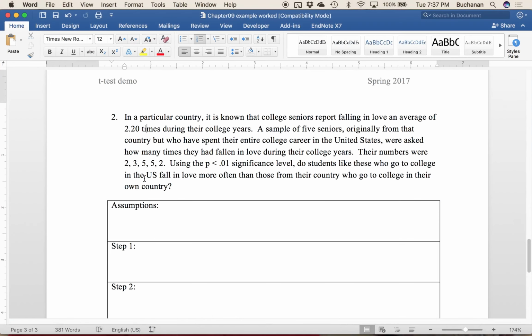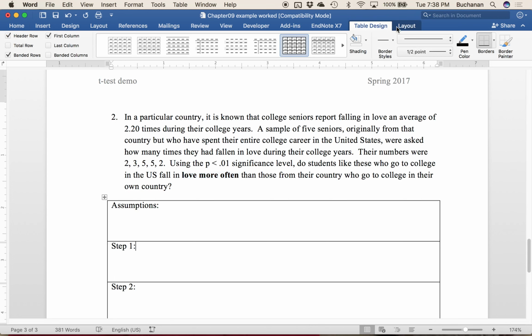College seniors are falling in love left and right, right? Somehow we magically know that they fall in love 2.2 times during your college years. And we took 5 seniors, originally from another country, but then dumped them in the US, so international students. We asked them how many times they've fallen in love to see if students who go to college in the US are different somehow from students who go to college in their own home country. Specifically, we're trying to go with more often, so this is a one-tailed greater than test.